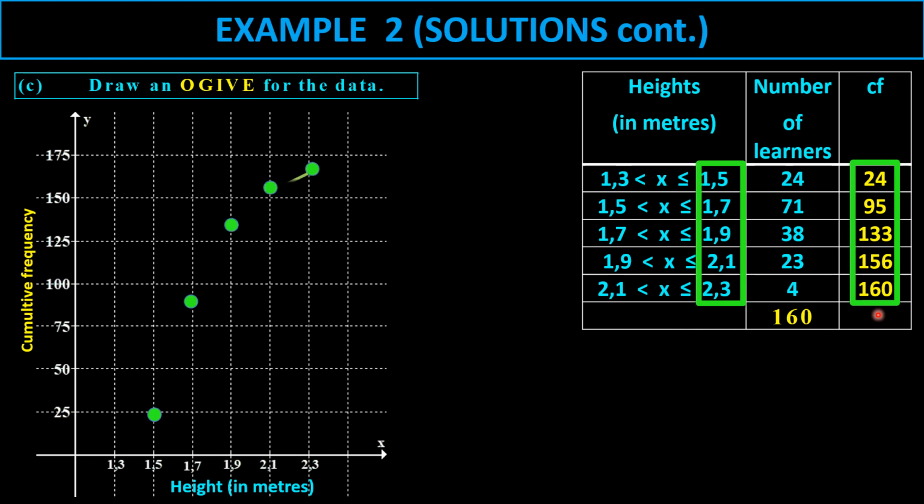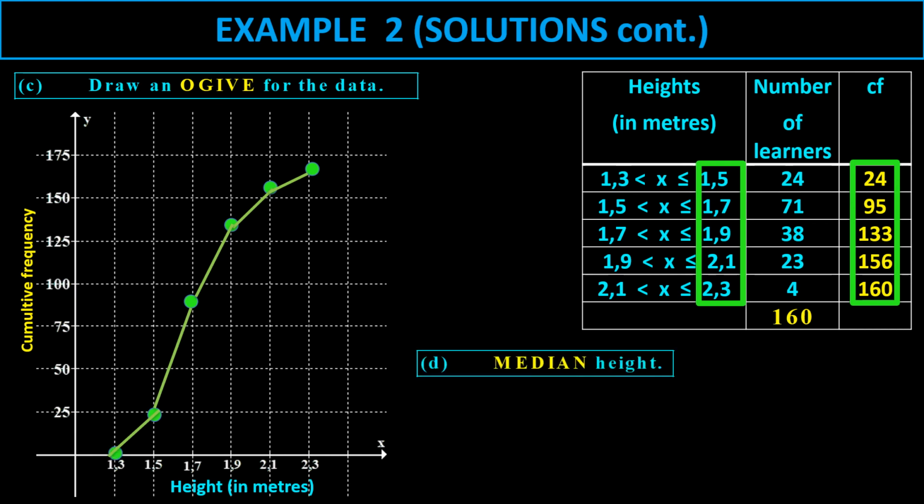There's all our points that we've plotted, and then we join them, right? I join the points nicely there. It looks nice and smooth there. And I need to anchor it on the horizontal, so there's 1.5. So the upper limit before that would be 1.3. So I anchor it at 1.3. And there's my OGIVE curve, also known as the cumulative frequency curve.